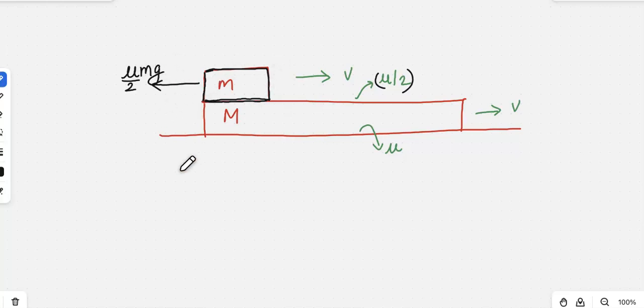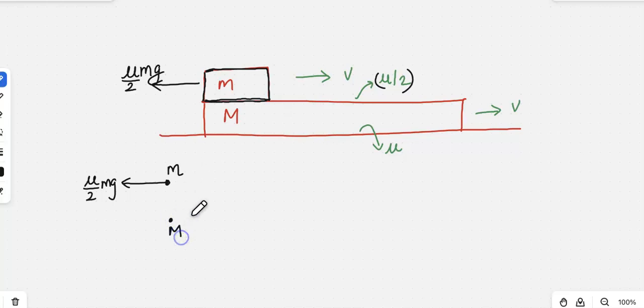So for the free body diagram of the small m block, you have a force which is solely towards left direction, that is mu by 2 mg. Now let's come back to the bigger block. So what will happen for the bigger block?